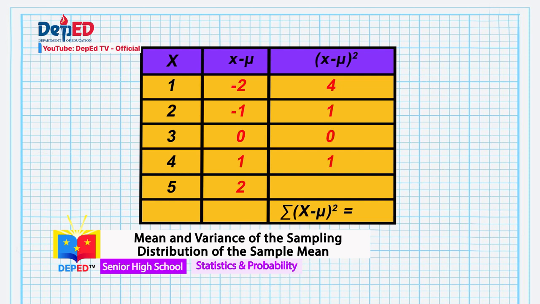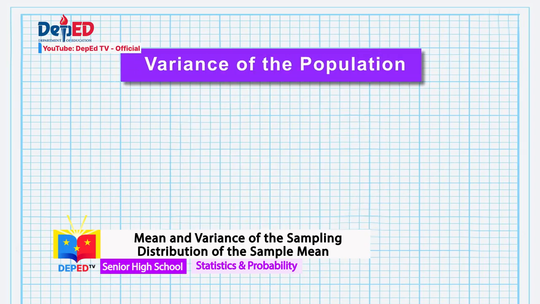For the summation in the formula, let's add all the squares. The sum of the last column is 10. This time, let's substitute the values that we have in the formula for the variance of the population. The numerator is 10 since the sum of the square of the difference is 10. So divide the sum by the frequency of the measurement to get the value of the population variance. Applying what we have in the formula, the variance of the population is equal to 2.